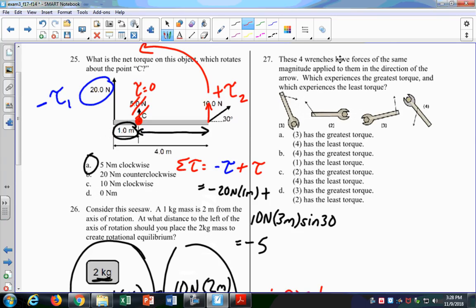Oh, number 27? Yeah. I like these ranking questions. These all have the same magnitude of force applied to them, and I want to know which has the greatest torque and which experiences the least torque. Remember, with torque, there are three things that affect torque. There is the force, the moment arm, and the angle theta. Now in this one, the force is constant. We say the forces are all the same. But R changes and theta changes.